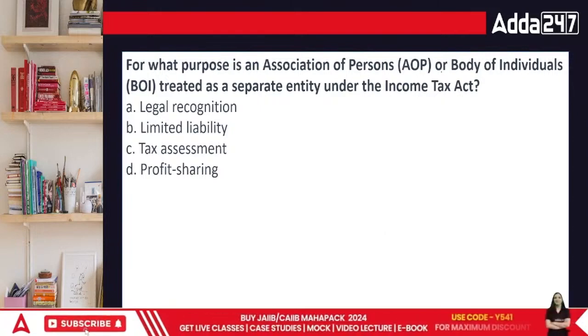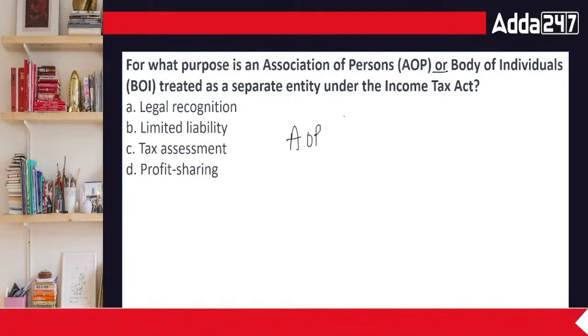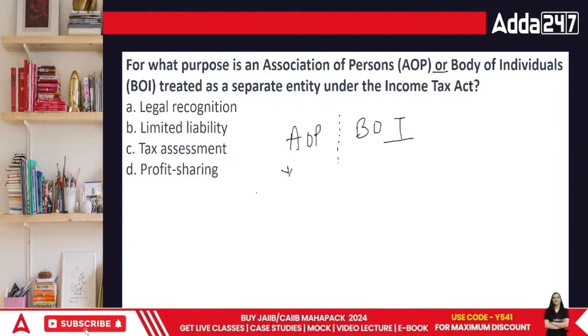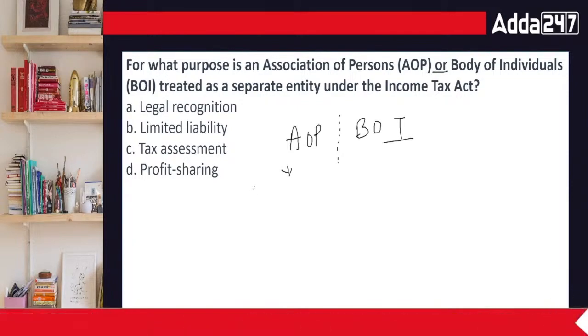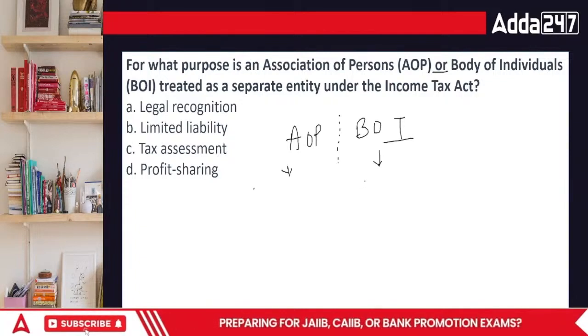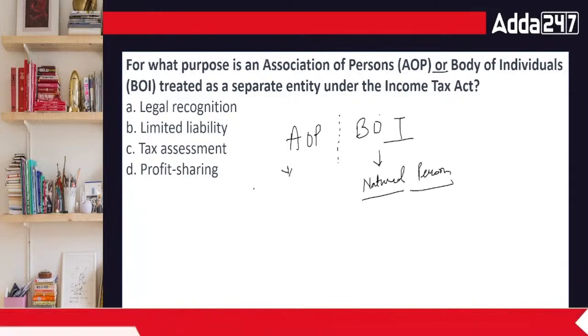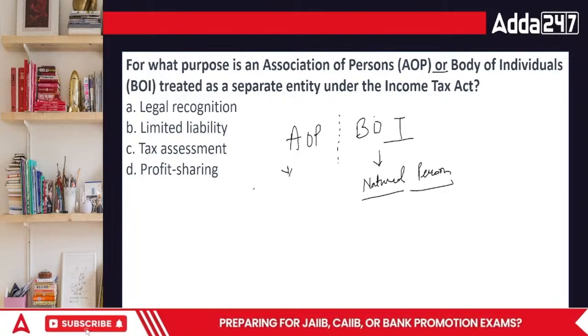Do you know? It's just written as "or", but these types of organizations also have a silver lining. AOP is where any person can be a part of that club or the basic organization they're following, while body of individuals has natural persons only. You and I can be a part of that only, not a company or a partnership firm, because they are artificial. So this organization is treated as a separate entity under the Income Tax Act.